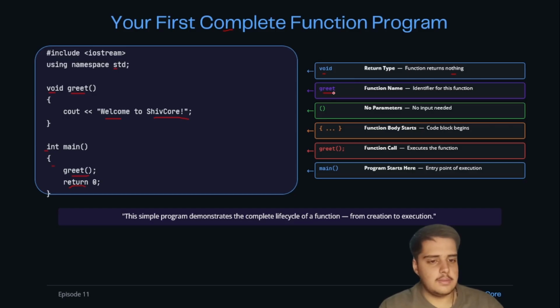Here the function name is given as greet, an identifier for this function. No parameters are given here, so no input is needed. And the function body starts, the code block begins. The greet call is the function call, which executes the function. And main is where the program starts, the entry point of execution. So this simple program demonstrates the complete life cycle of a function from creation to execution.